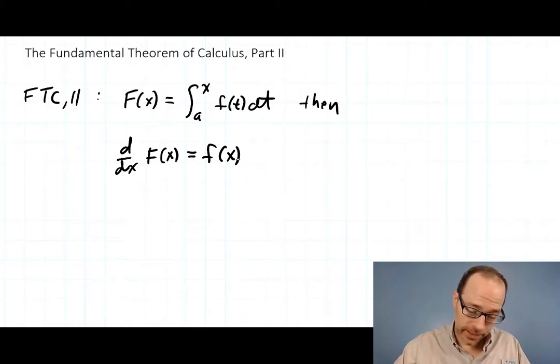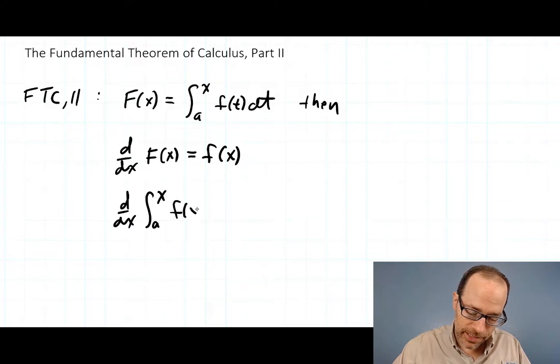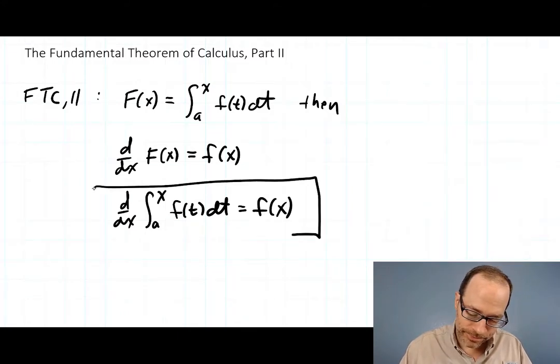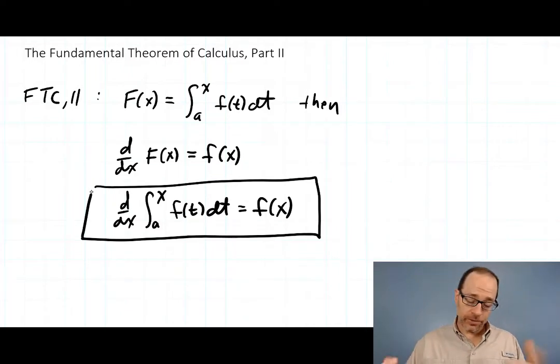Alternately, you can write it without the capital F at all. You could say d by dx of the integral from a to x of f of t dt is f of x. All right, so that's the fundamental theorem. In other words, derivatives and integrals sort of undo each other.